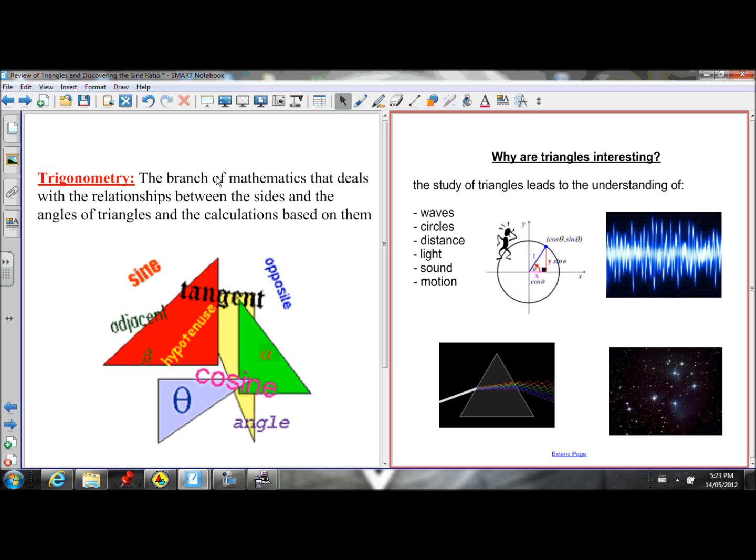We need to understand trigonometry in order to deal with lots of real-life applications, such as any function that's a wave, circles, to calculate distance. Let's say you wanted to find the distance between two of these stars here. Well, you can make a little right angle triangle here and use trig to help you find the distance of one of these sides. Sound is a wave function, so we need trig functions to deal with that. It helps deal with motion. Light, as you can see, can be a wave function. Okay, so many things we need trig for.